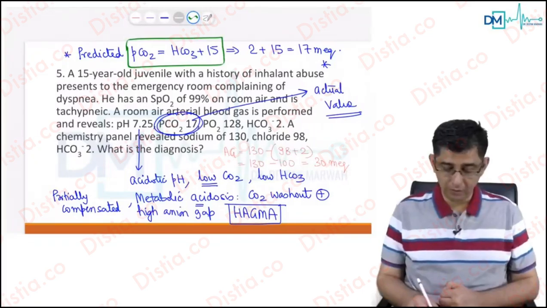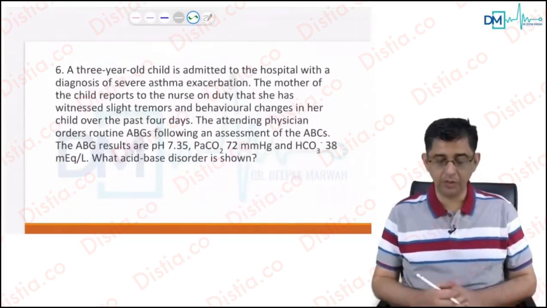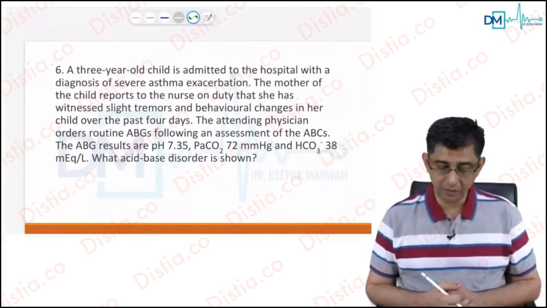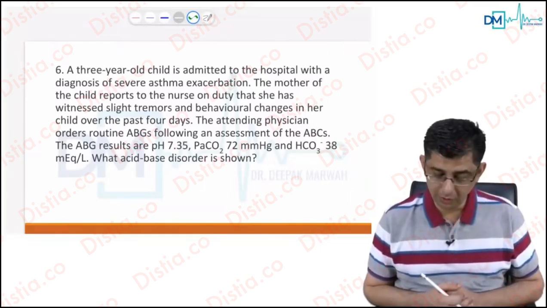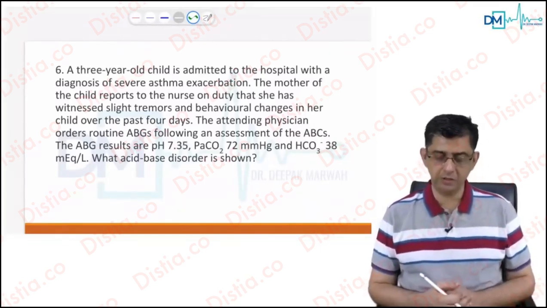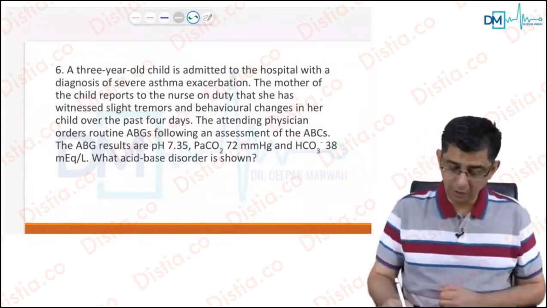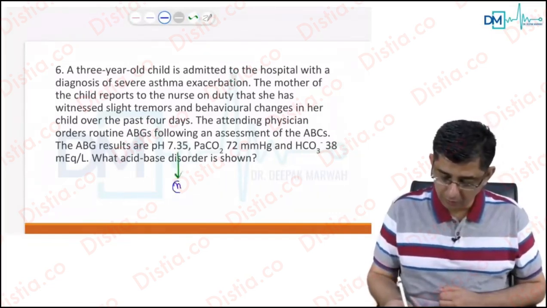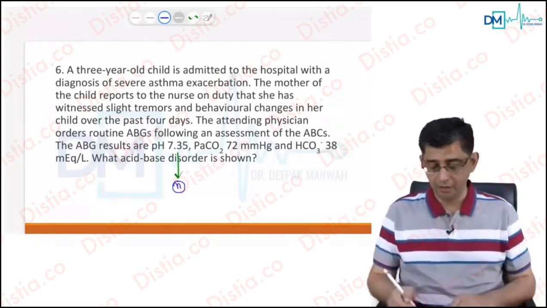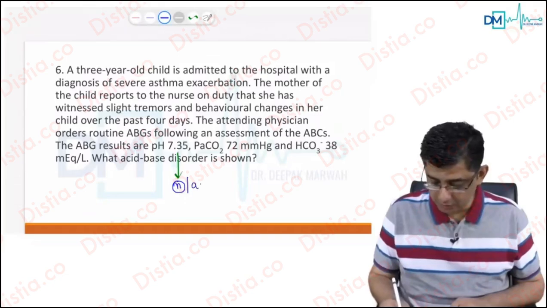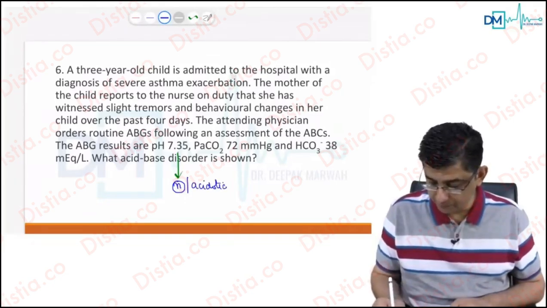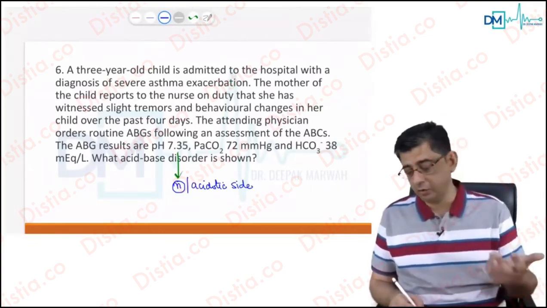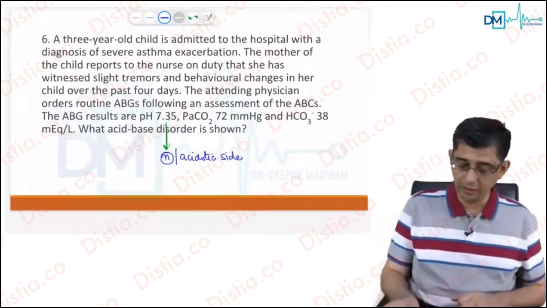Let us now do another question so that we can have a better insight into it. A 3-year-old child is admitted to the hospital with a diagnosis of severe asthma exacerbation, and the mother reports that she has noticed the child having tremors and behavioral changes. The doctor has done an ABG. The report is showing pH of 7.35. So this is a normal pH, though it is on the lower side, so it is on the acidotic side. If the question said 7.34, it would have been easier for me. The question gave 7.35. Okay, normal, but it is on the acidotic side.